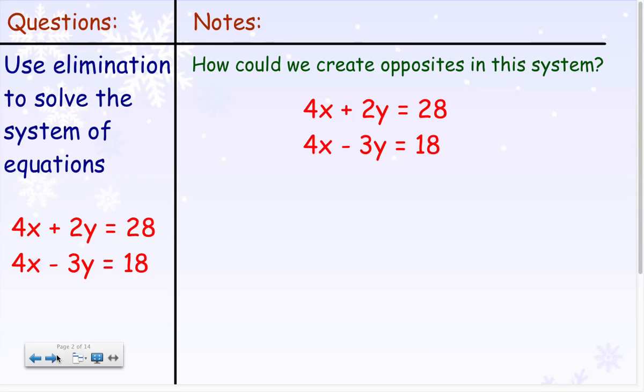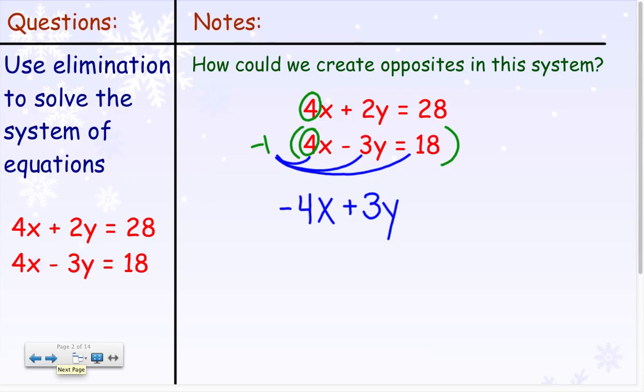The rule in algebra is if you want to change a number, you can times every number in that equation by the same number and it's allowed. So if I have 4 and 4, I just need one of those to be negative to create opposites. So I can multiply 4 by negative 1 in order to create negative 4. But I have to times every number by negative 1. So 4 times negative 1 would be negative 4x. Negative 3 times negative 1 would be positive 3. 18 times negative 1 would be negative 18.